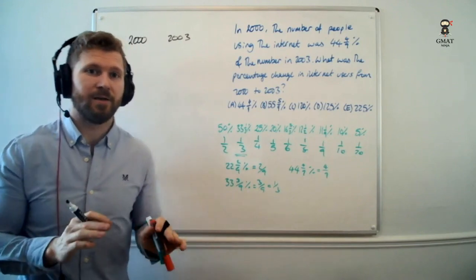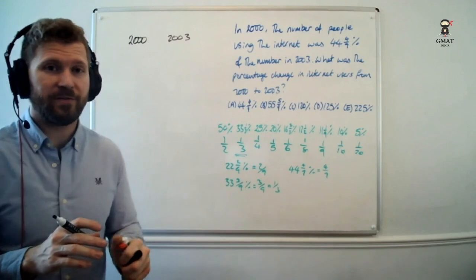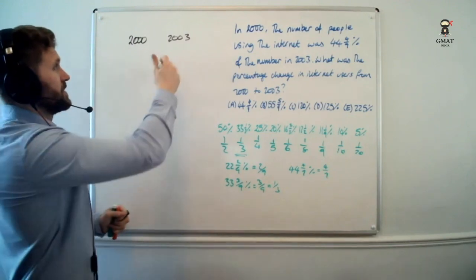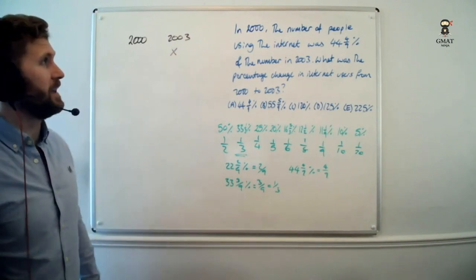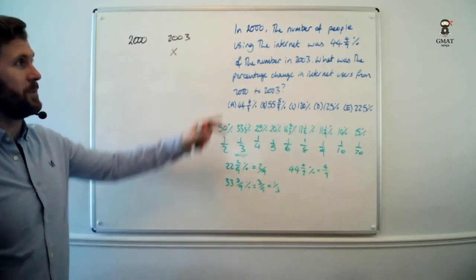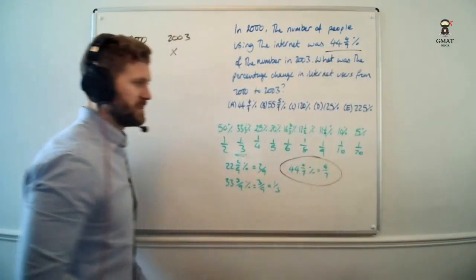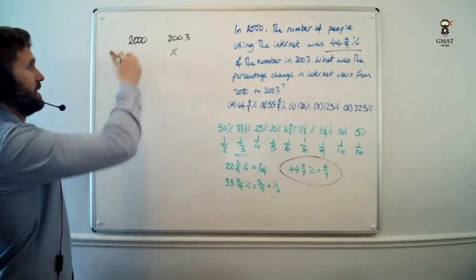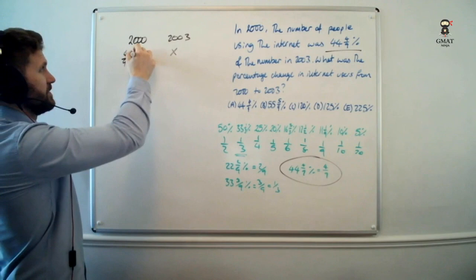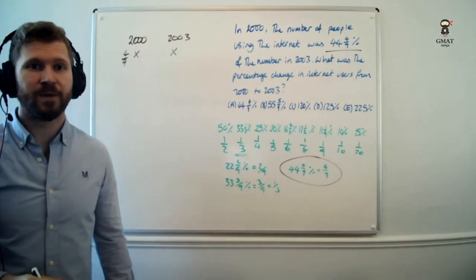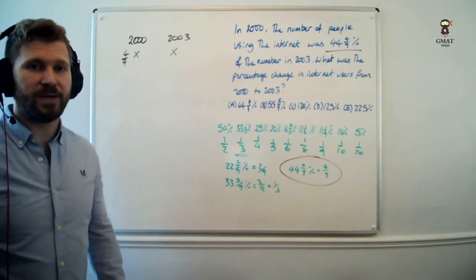I don't want to say there were 100 internet users in 2003. As you're going to see as we get later on, that way of thinking is going to get you in a lot of trouble. I'm just going to put some sort of unknown there. I don't know how many there were in 2003, but I know that the number in 2000 was 44 and 4/9% of that. And our conversion says that that's 4/9 of that number. So 44 and 4/9% of the number would be 4/9 of the number, or 4/9 of x. So the number in 2000 is 4/9 of the number in 2003.